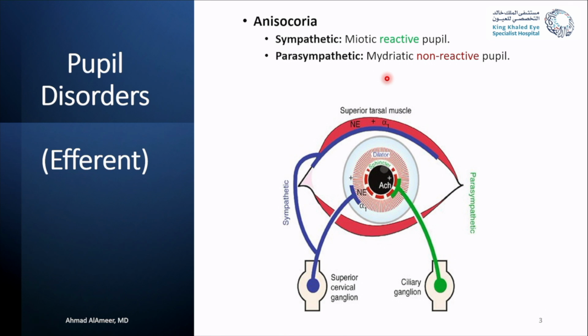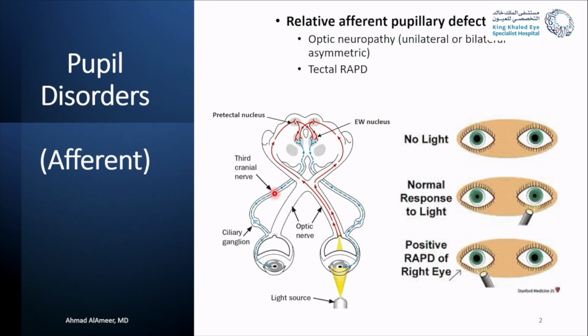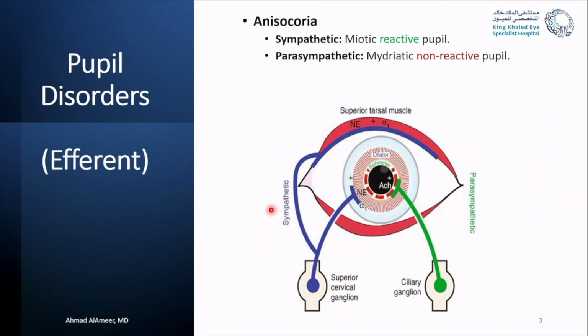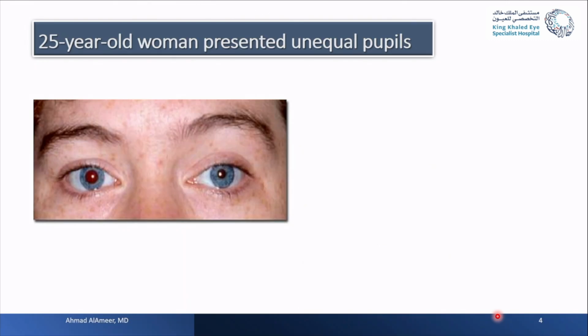Okay? And the reason behind that is here. If you have an efferent problem, you will not have any reaction to the light. So the sympathetic nervous system, we will discuss it in the following slides and its pathway, and the parasympathetic nervous system, mainly the third nerve, or disorders of the ciliary ganglion. We name it as tonic pupil. Clear? طيب, let's move. 25-year-old female presented with unequal pupil.